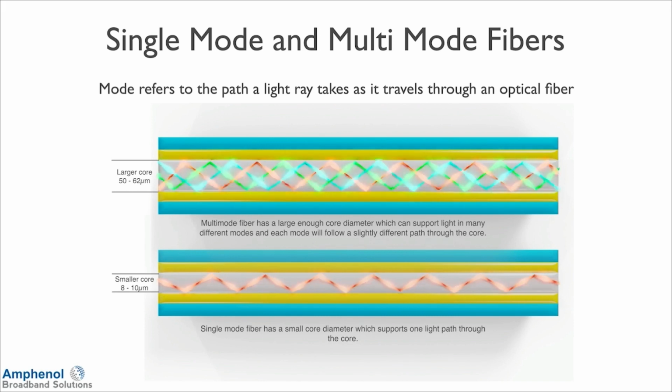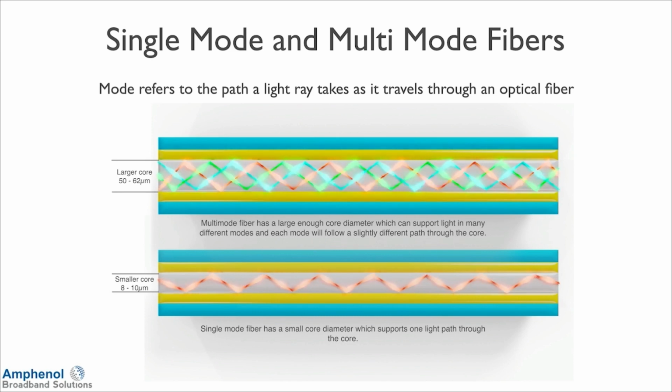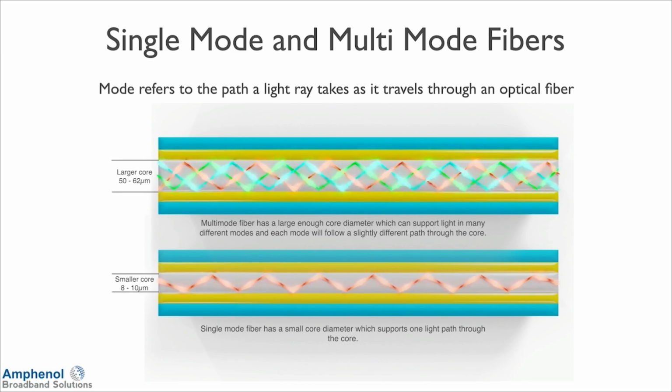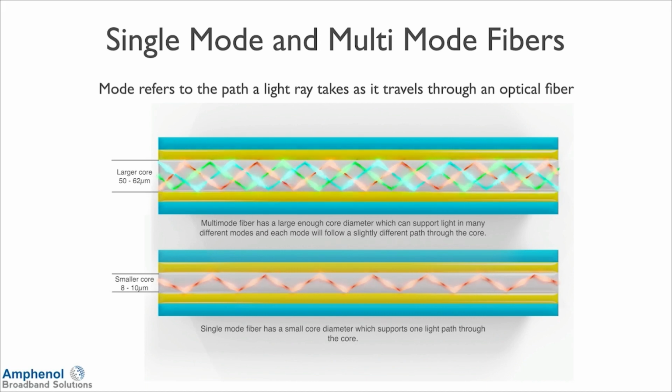The bottom image is a single mode fiber optic cable. This is what's used primarily in the cable industry. The core is 8 to 10 microns, very small, and there's only room for one light path.